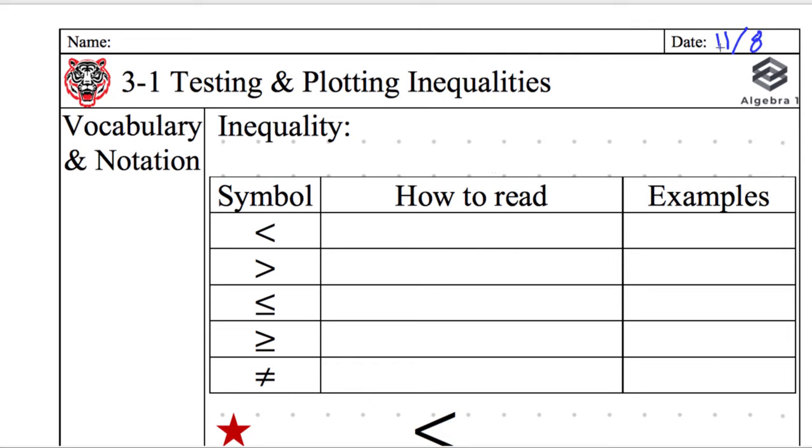Algebra 1, we are talking about our new unit, testing and plotting inequalities. So everything in this unit is inequality. Let's talk about an inequality. What is an inequality? Let's dissect that word. This "in" means not. So underline this in, it means not. And then you can read the rest of the word, equal. Inequality literally means not equal to. Different terms will give you different types of not equal to. The basic way that you can read this is it's like an equation, but not equal to. We'll do capital not equal to.